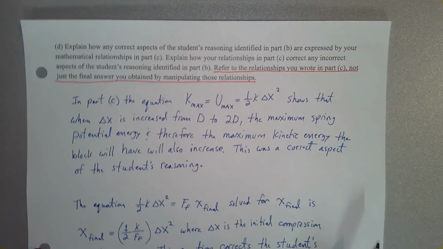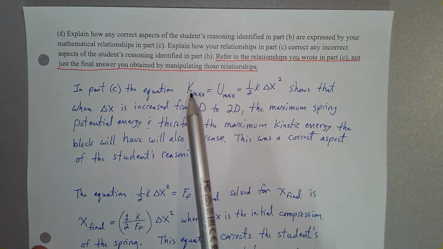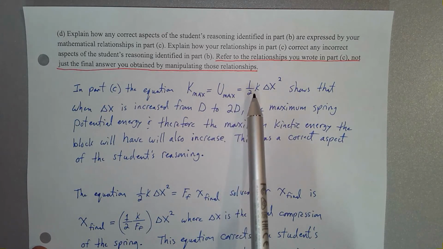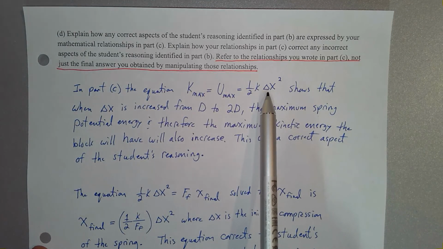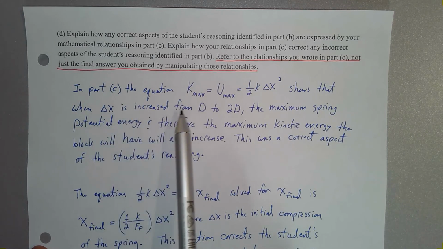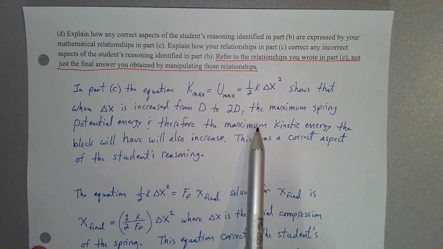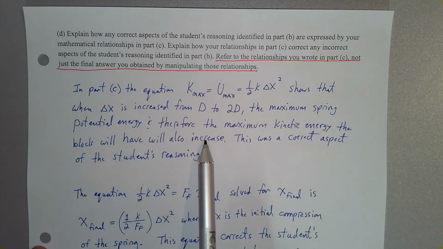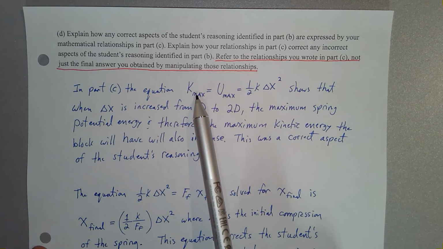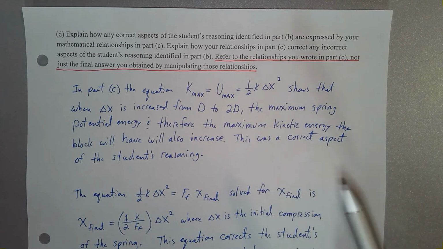So let's first start with the correct things. In part C, the equation that the maximum kinetic energy is equal to the maximum initial spring potential energy, which is found by 1/2 times the spring constant times the amount of stretch squared, shows that when the compression, delta x, is increased from d to 2d, the maximum spring potential energy is going to go up, and therefore the maximum kinetic energy the block will have will also increase. So as delta x gets bigger, spring potential energy goes up, and therefore kinetic energy goes up. That's right. That was a correct aspect of the student's reasoning that we talked about already in part B.